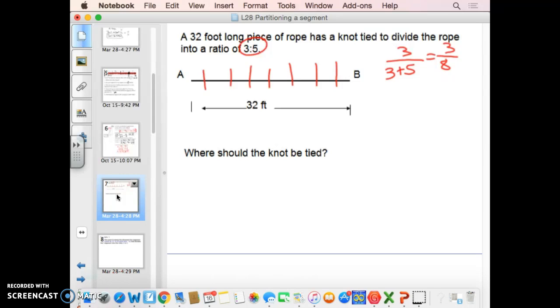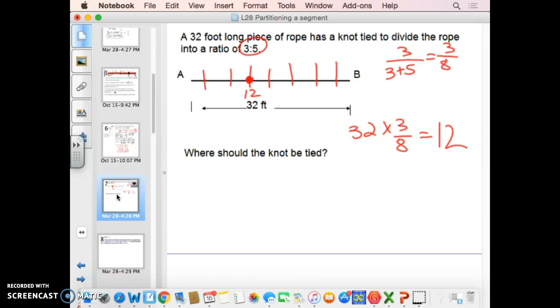Okay, and I want this point to be at 3/8. So 1, 2, 3, right here is where I'm going to cut it. And I need to know what number goes there. All I have to do is take 32 times 3 over 8. And I get, oh. So this point right here is it.